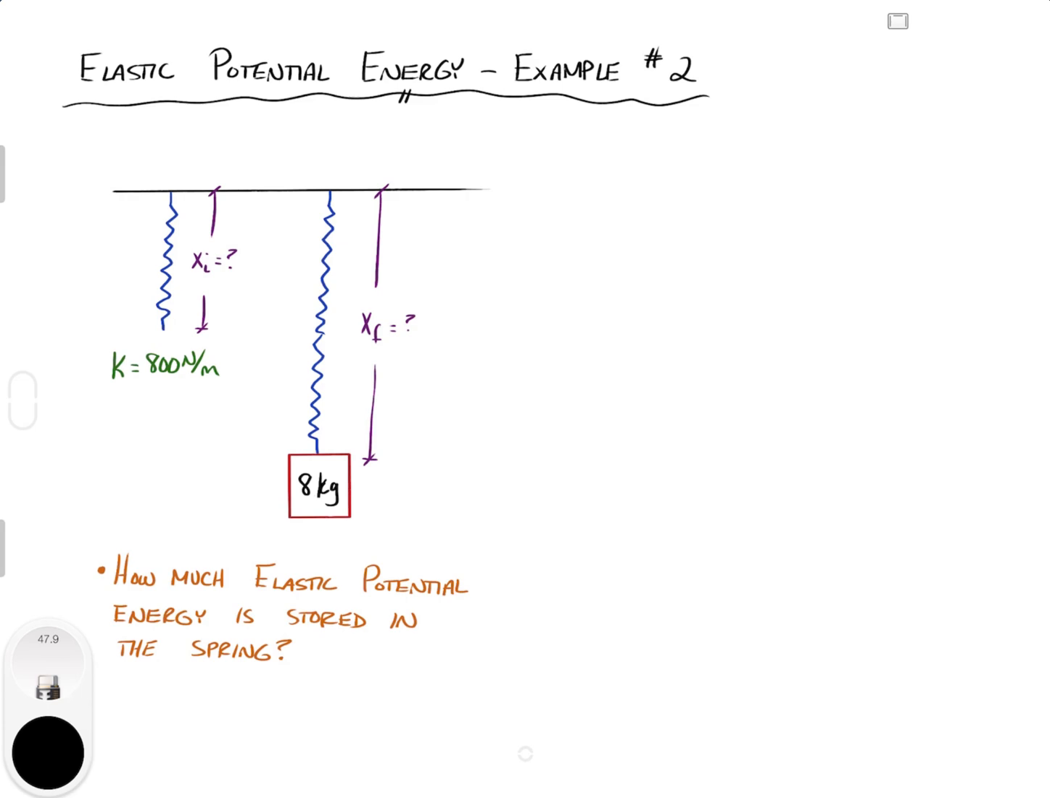In the second elastic potential energy example, we have a spring of a known spring constant, 800 newtons per meter, that is hung from the ceiling. We don't know the resting length, we don't know the final length, but we know that an 8 kilogram mass has been placed at the end of that spring, and that spring has stretched to whatever that final length happens to be, even though we are not aware of it. The question asks how much elastic potential energy is stored in that spring once that 8 kilogram mass has stretched it to some unknown final length.